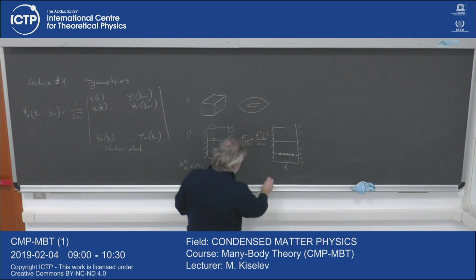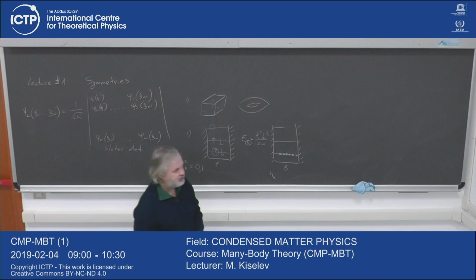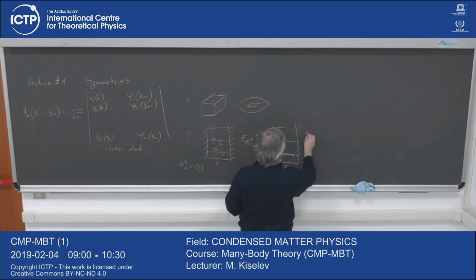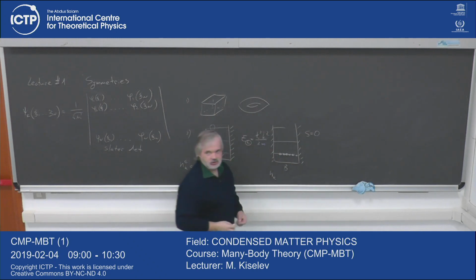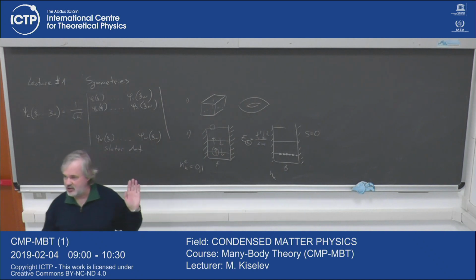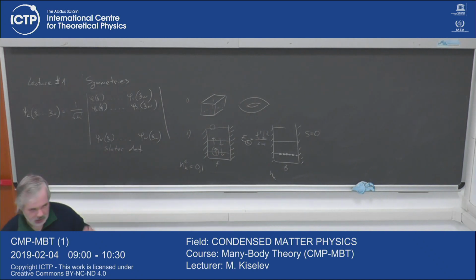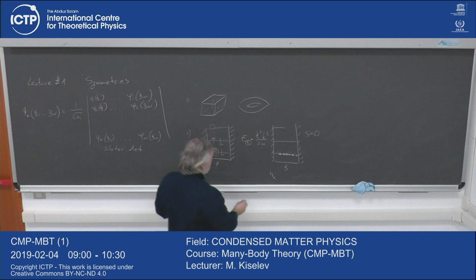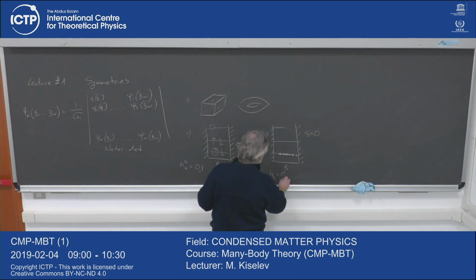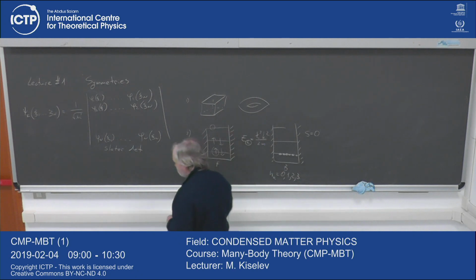And if we speak about bosons, and I'm talking about the same n_k, for simplicity I assume that bosons are characterized by spin 0. So I will not put an extra index associated with a spin projection. So then for bosons, n_k can be 0, 1, 2, 3, and so on and so forth, arbitrarily.